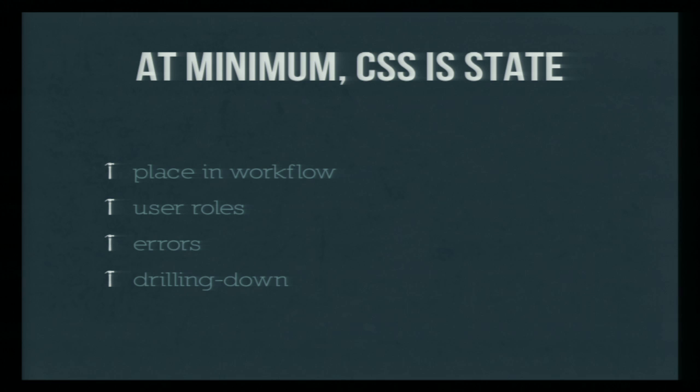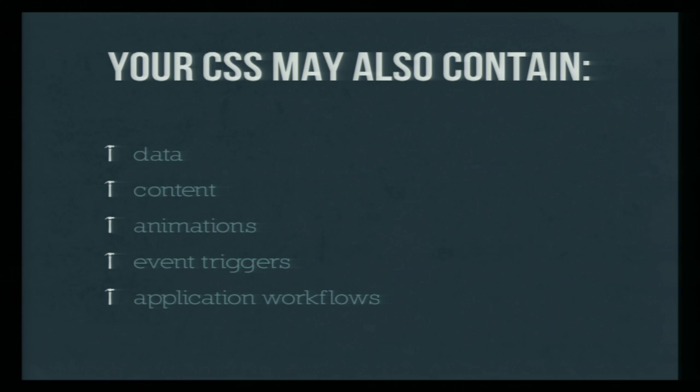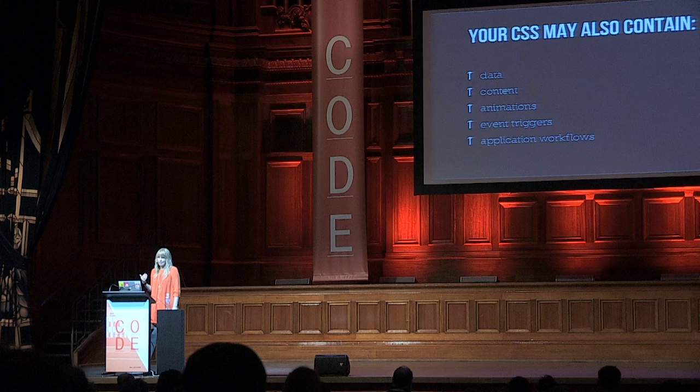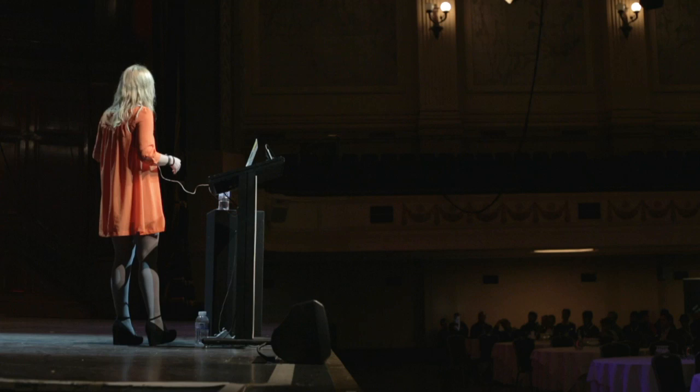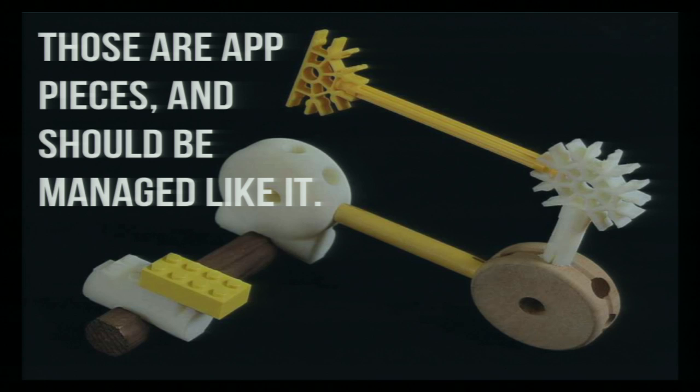And if you're drilling down, if you're expanding things and showing and hiding things, it shows you to what level you've drilled down. But it might also have things like data. You can have content in your CSS. You can have really cool animations that are fairly complex. And you can have the triggers for those animations, like the example we looked at before. You can also have application workflows. When you piece all those various components together, you can get something that's a little bit more sophisticated, and that can be defined in your CSS to some extent.